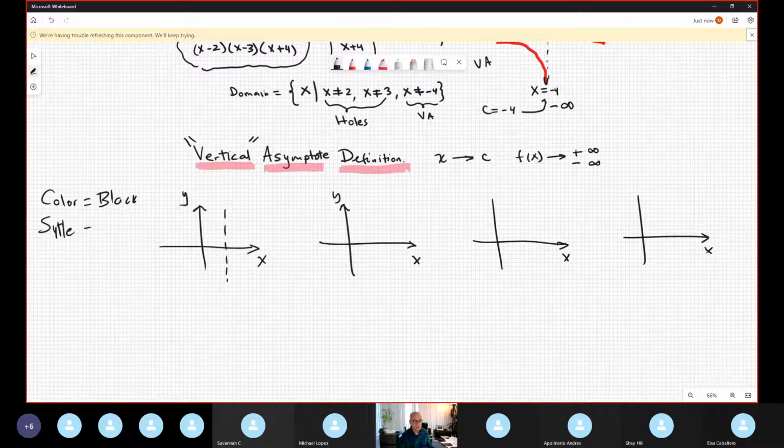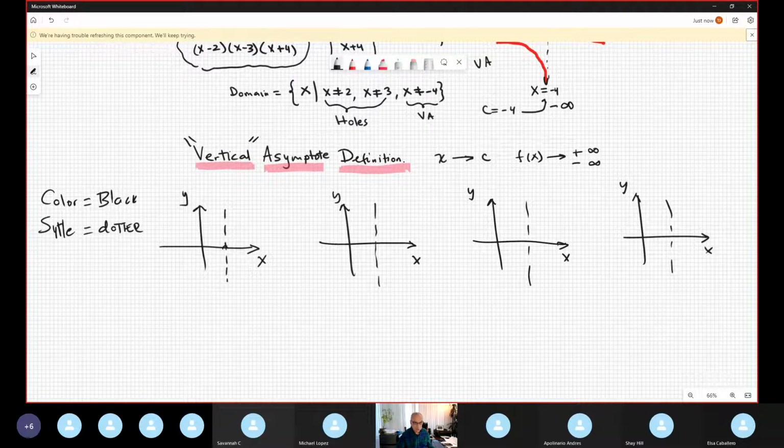Suppose it's like that, a dotted line, to differentiate it, of course, from the axis. The axis is a solid line. Suppose we have 4 scenarios.